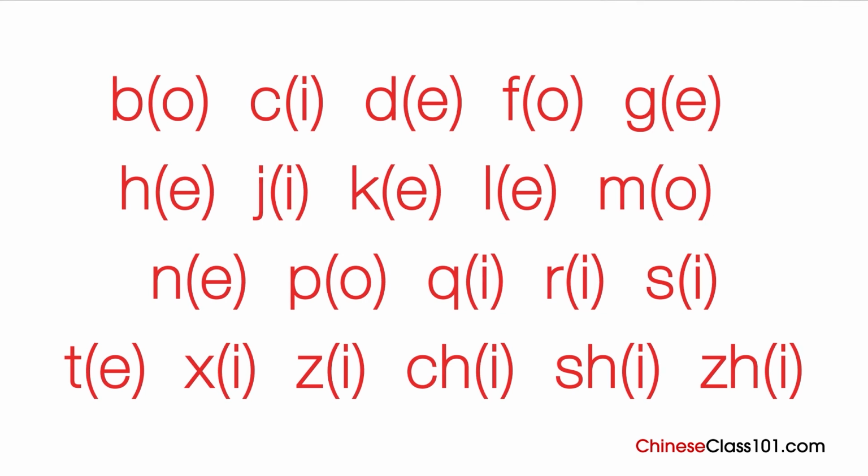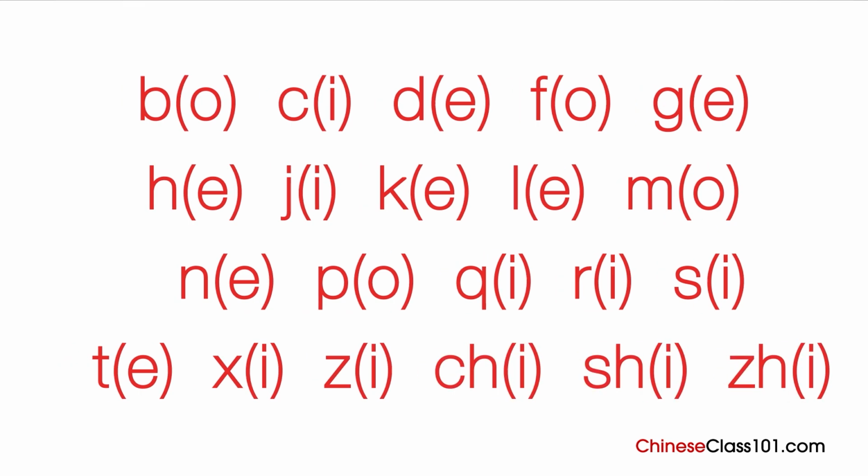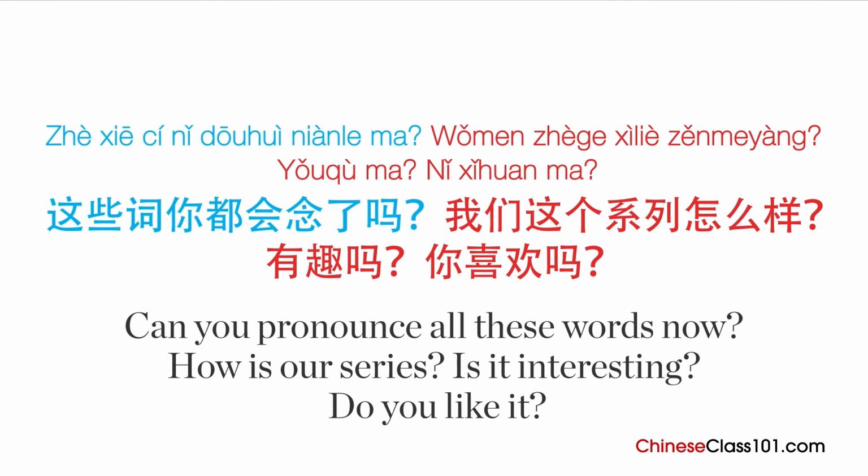So Chinese may pronounce all the initials as bo, ci, de, fo, ge, he, ji, ke, le, mo, ne, po, qi, ri, si, te, xi, zi, chi, shi, zhi. 这些词你都会念了吗？我们这个系列怎么样？有趣吗？你喜欢吗？ Can you pronounce all these words now?